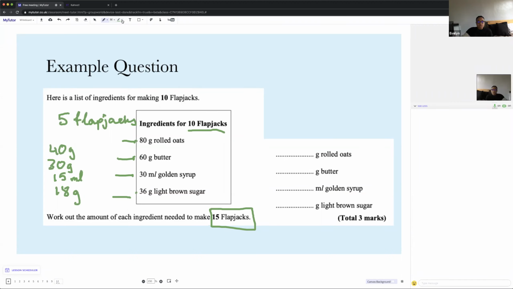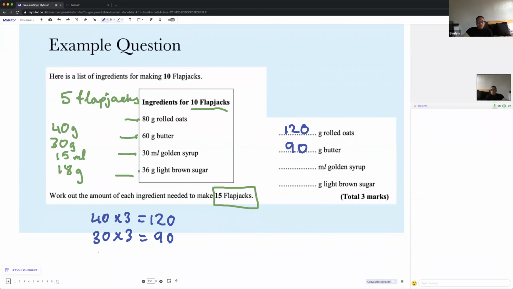So the first thing that we're going to do, we want to have 40 multiplied by 3, which gives us 120. So we know that we have 120 grams of rolled oats. Then we have 30 multiplied by 3, which gives us 90. We have 90 grams of butter. And then we've got 15 multiplied by 3, which gives us 45. So we have 45 milliliters of golden syrup. And the last one is 18 multiplied by 3, which is 54. So we've got 54 grams of light brown sugar.